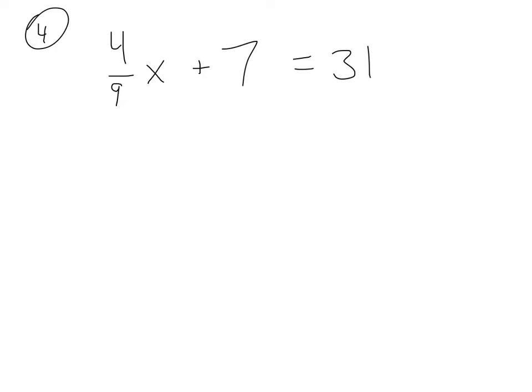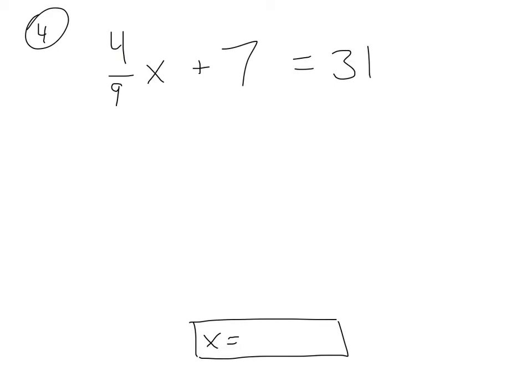Well, what do we have going on here? Well, we have an equation. Why? Because we have an equal sign and we've got a variable, so we've got to solve this equation. We want it to be x equals something in the very end, right? So why is x not by itself? Well, there are two reasons. One, he's being multiplied by 4/9. The other reason is there's a plus 7.